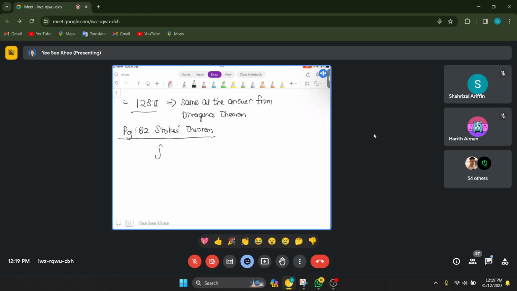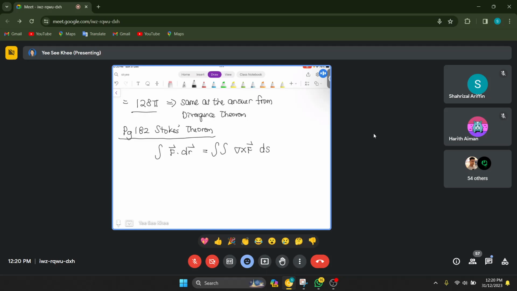Line integral, we have learned this, right? Line integrals of a vector field. If you still remember, this is the symbol. We can convert or simplify it to become the curl of the vector f, and this is the dS.